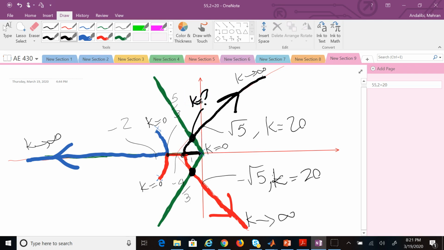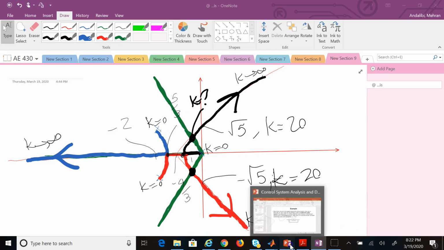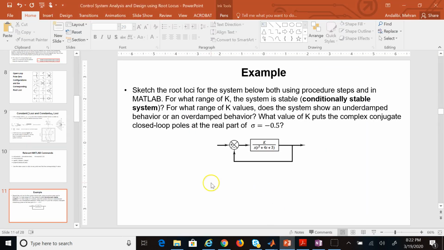And I'll show you in a second how to find the K value at any arbitrary point, both on paper and in MATLAB. Okay, so that's the nature: at what K value I can move my dominant poles from the starting points to these points or any other points, and then change the behavior of the system. So that's the nature of this root locus method.